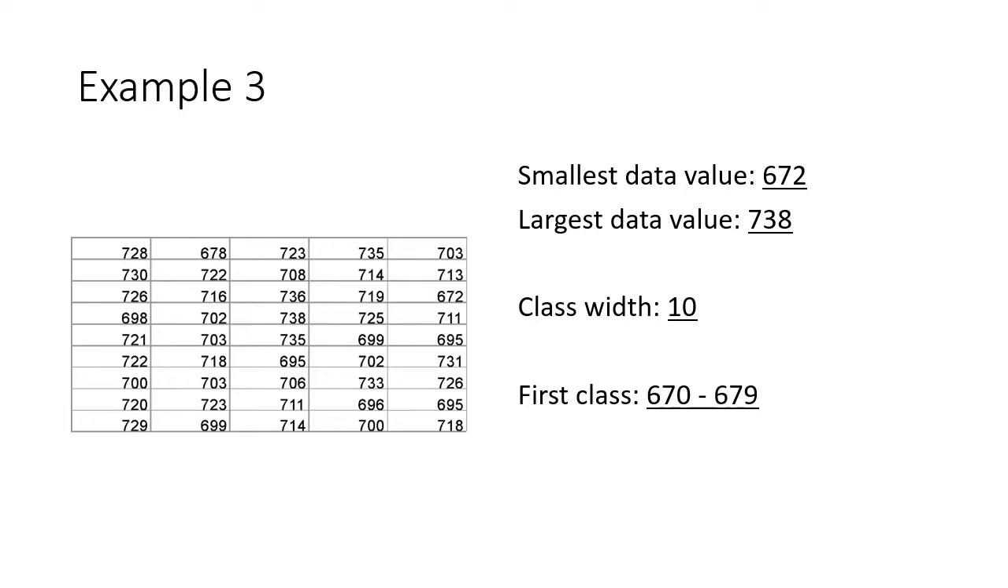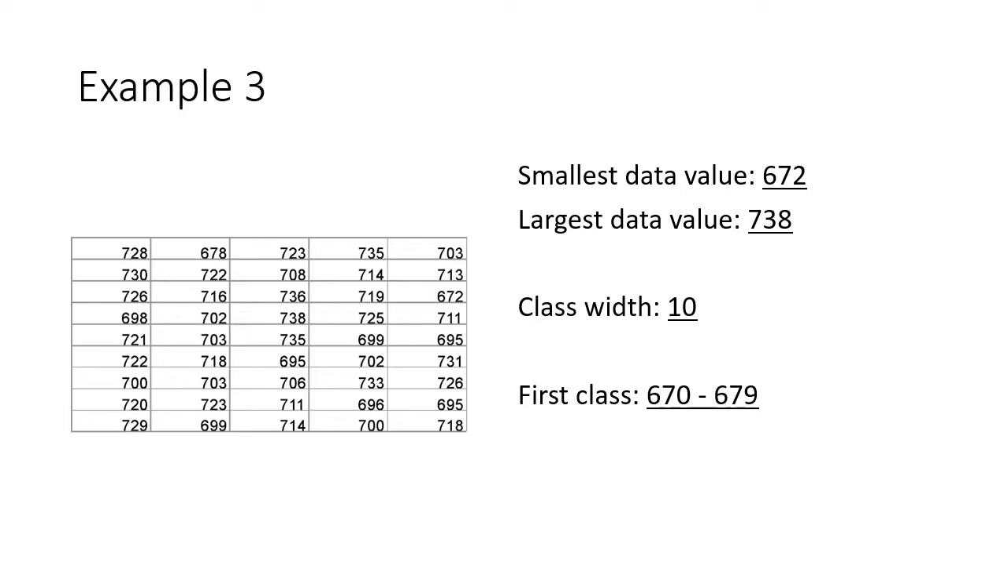And again, I could start with any number I wanted to, but visually, it's just going to look better if I choose numbers that end in 0. That's just how it is. So my first class is going to be from 670 to 679.